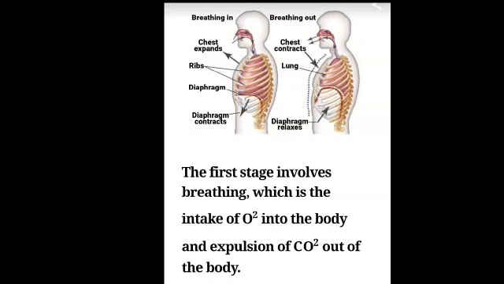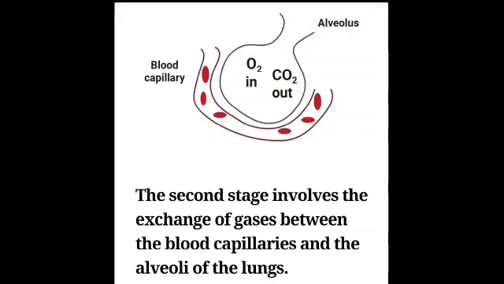So when you have a closer look at the diaphragm, during inhalation you could see the diaphragm moving downwards because the ribs and chest cavity are actually expanding here. Whereas during exhalation, the diaphragm relaxes or moves upward to its original position and the chest contracts and the air is breathed out or expelled outside. The second stage involves the exchange of gases between the blood capillaries and the alveoli of the lung. So what happens here?